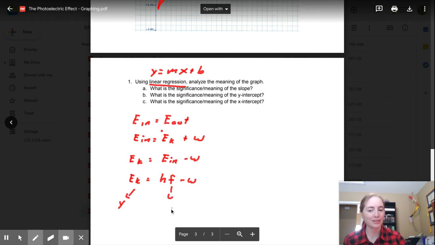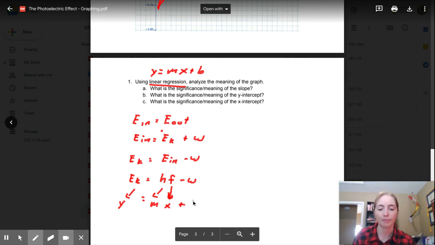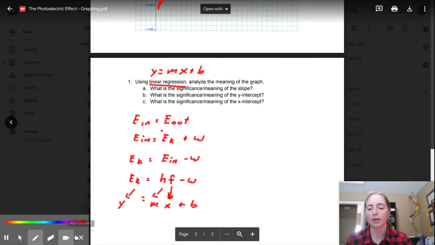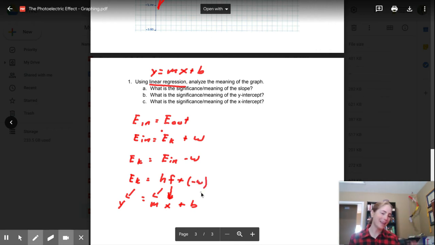We know this is our x, so the frequency of the light from our graph. Whatever's multiplied by the x is our m. And guess what here? Plus our b. So in this case, b is going to be negative W. I'm actually going to rewrite this a little bit here. So b is negative W.